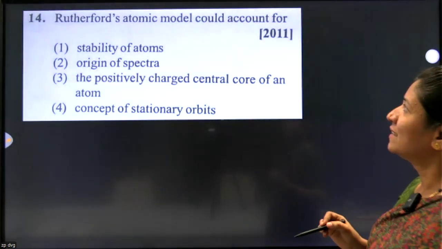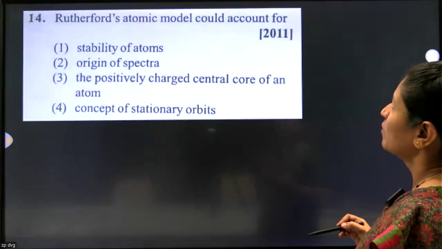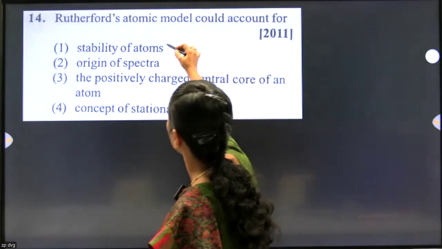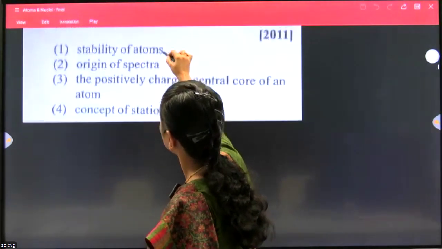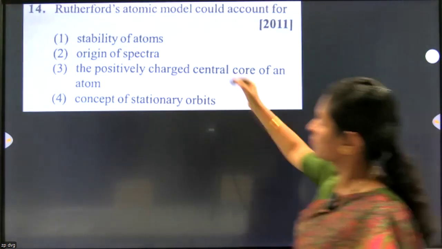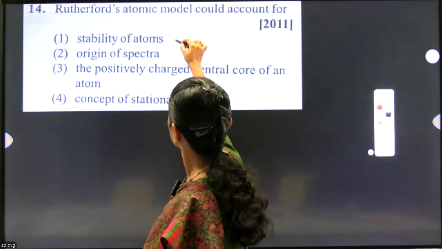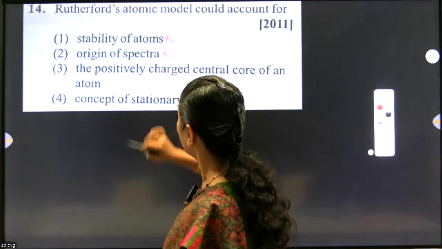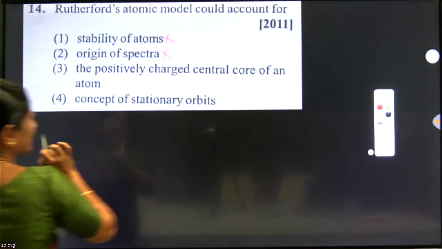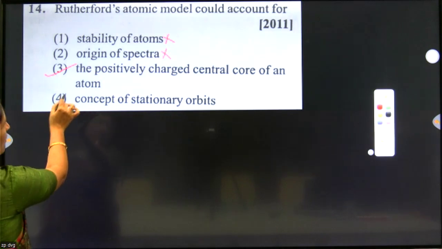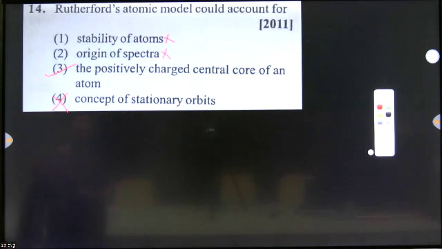Next question. Rutherford's atomic model could account for: it does not account for stability, it does not account for the origin of spectra, it accounts for the positively charged central core of an atom, it does not account for the concept of stationary orbits. The third one is the answer.